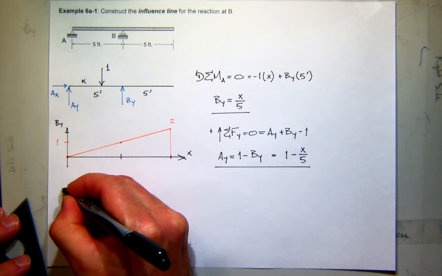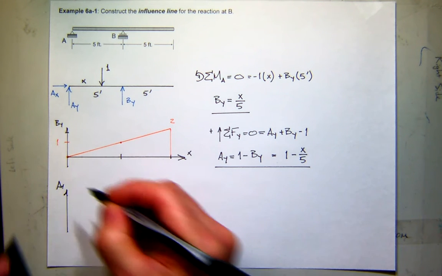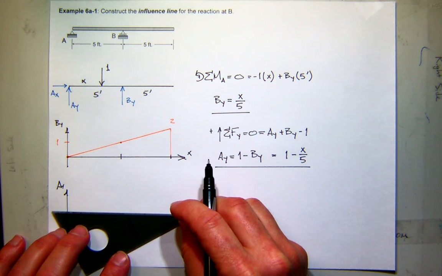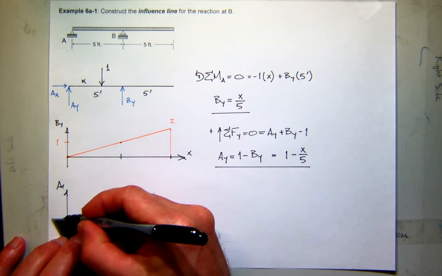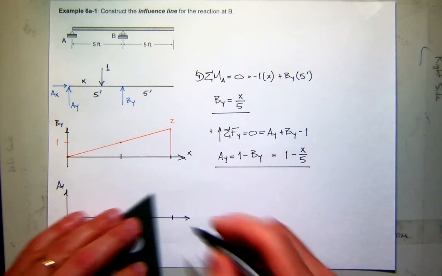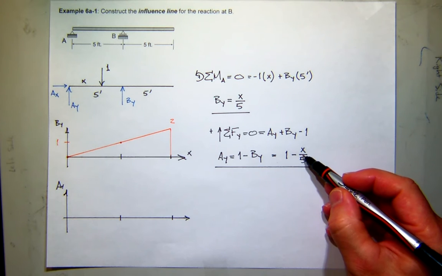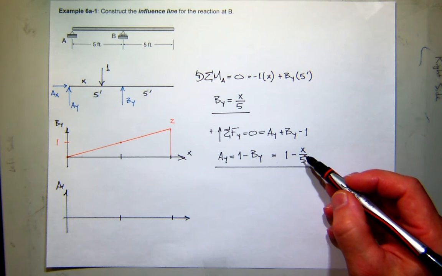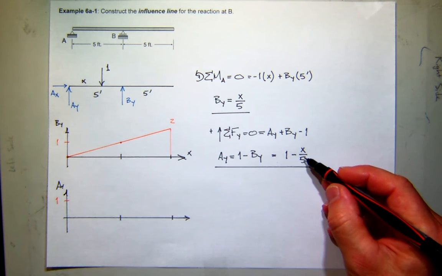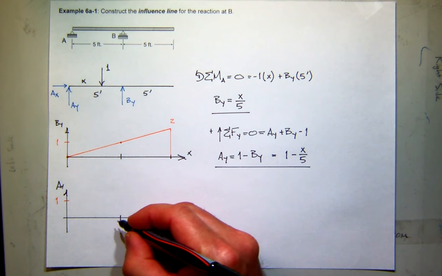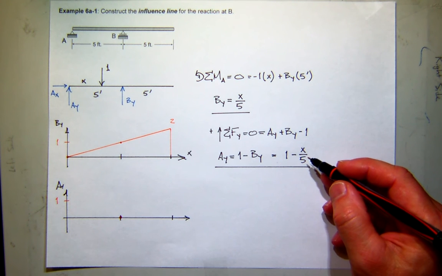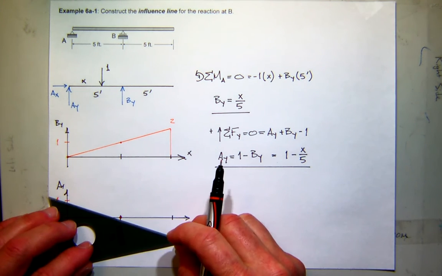So here's the influence line for AY. Distance x, 5, 10. Okay, so when x is equal to 0, what do I get? I get 1. When x is equal to 5, what do I get? 0. When x is equal to 10, what do I get? Negative 1.